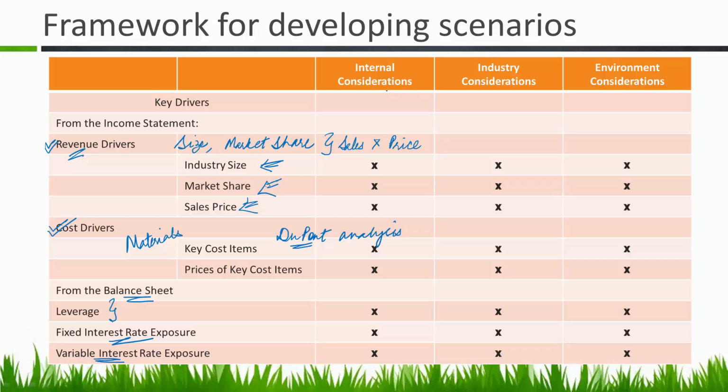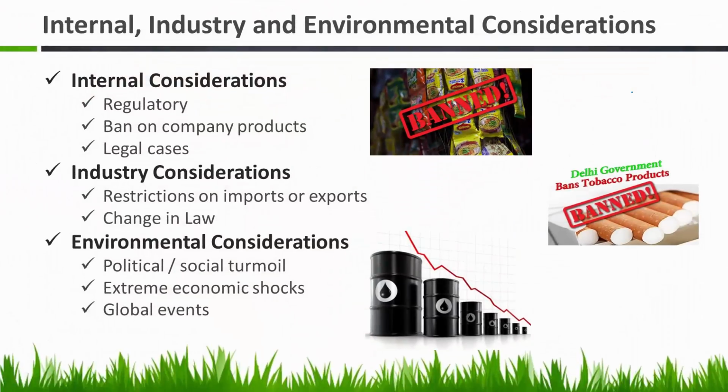Let's move on to understanding what these columns are for. What do internal, industry, and environmental considerations mean? Not all scenarios which can impact an organization need be environmental. It helps to think at three different levels while building scenarios, which are internal considerations, industry considerations, and environmental considerations. Internal considerations may impact the company alone. Others in the industry or the economy may remain untouched by such events.